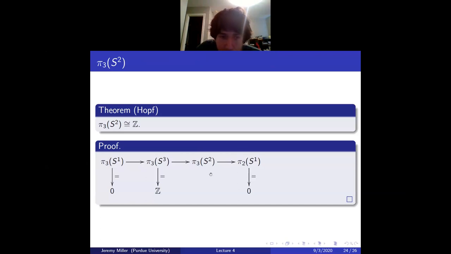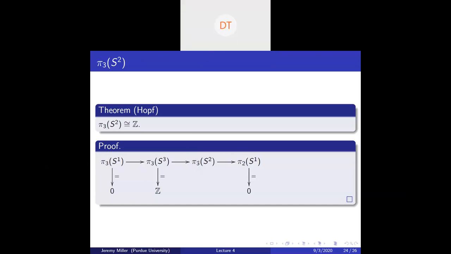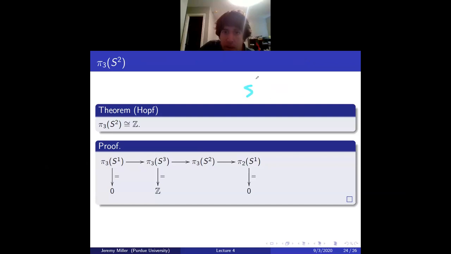So on this sequence, what is the B, the E, and the F? Oh yeah, sorry, maybe I should have written that out. The Hopf fibration from earlier was saying that there's a fiber bundle like this.